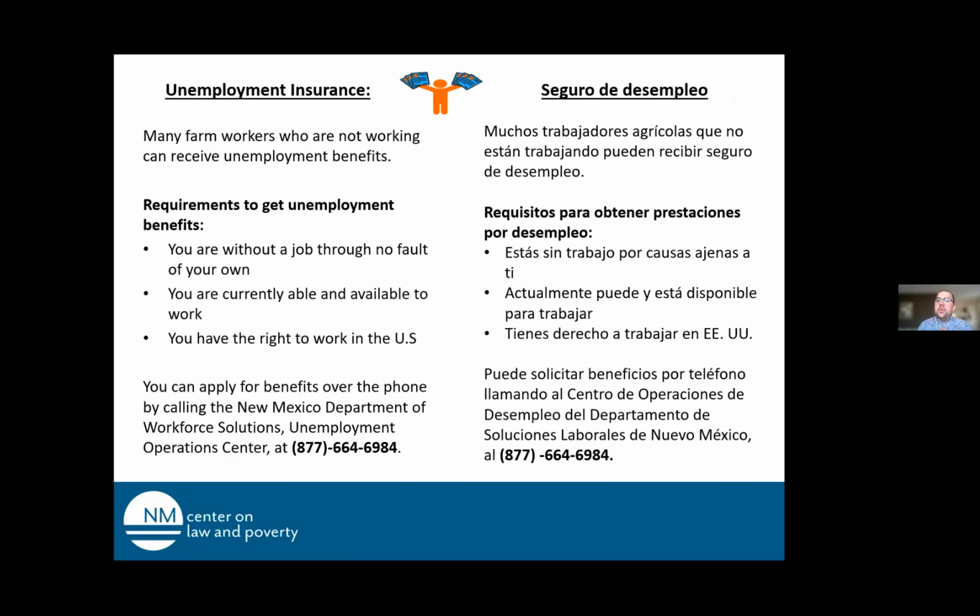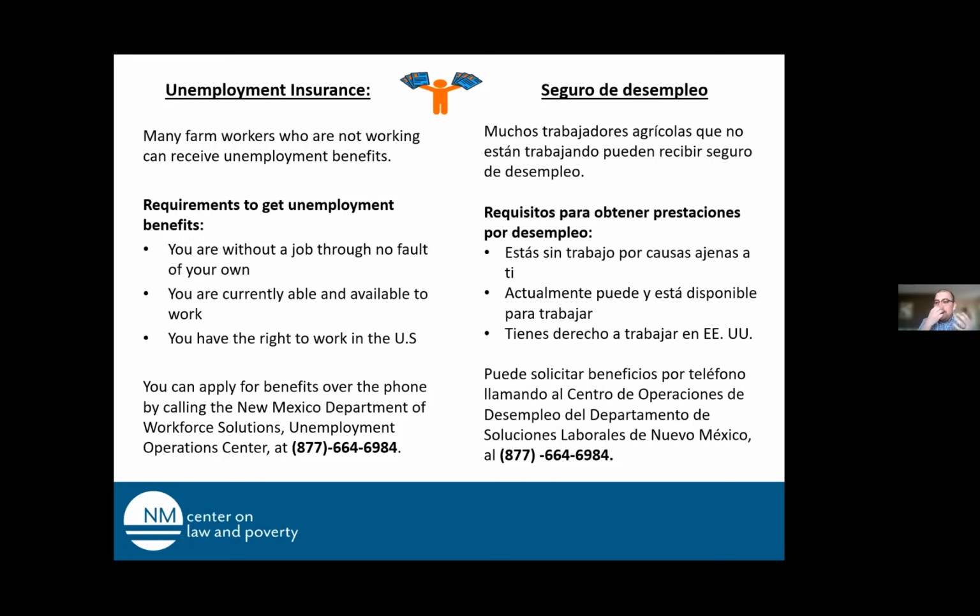Unemployment insurance is an important security system that was set up many years ago. Agricultural workers, like many different workers, have the right to these unemployment benefits. However, this is one of the areas where workers' immigration status in this country does matter. The requirements to get unemployment benefits are that you are without a job through no fault of your own. So that means that you were fired or that the job just finished.